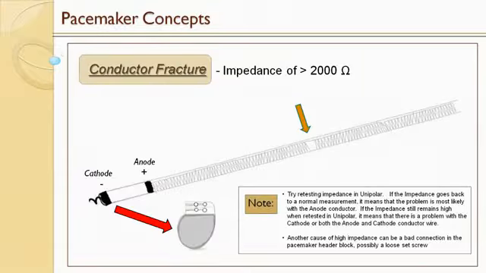If the impedance still remains high when retested in unipolar, it means that there is a problem with the cathode or both the anode and the cathode conductor wire. Another cause of high impedance can be a bad connection in the pacemaker header block, possibly a loose set screw.